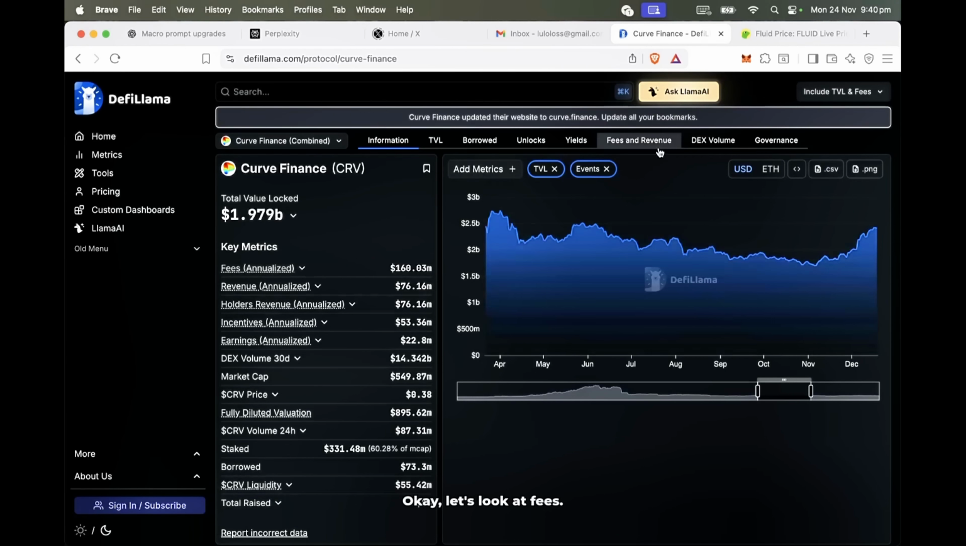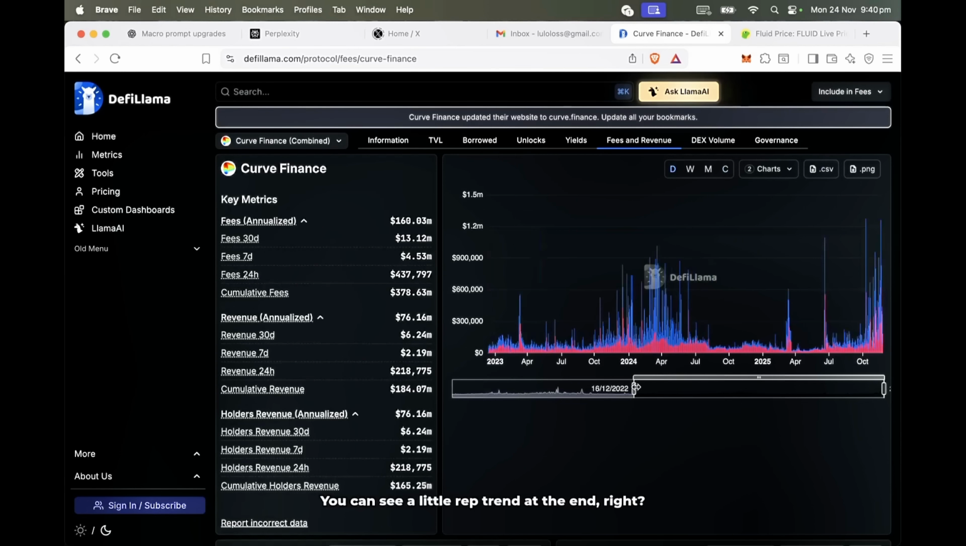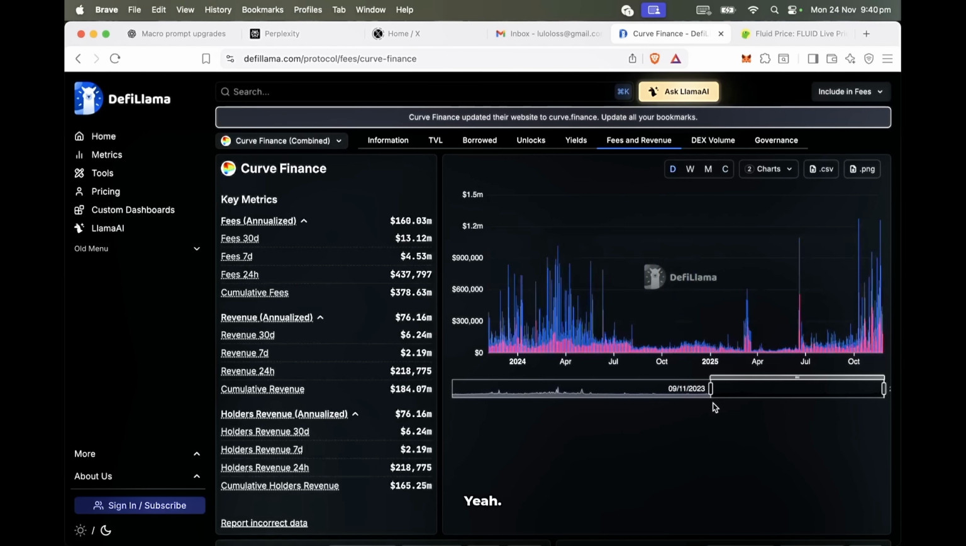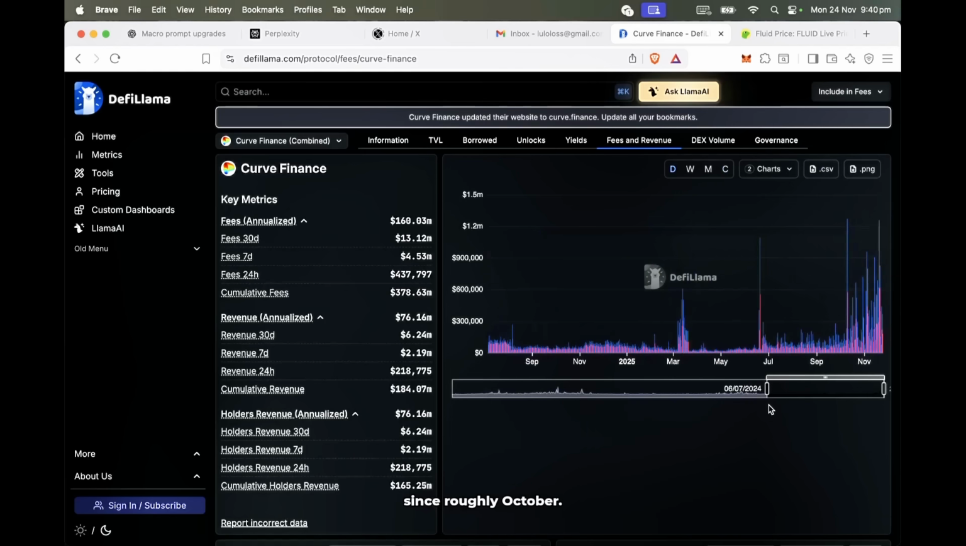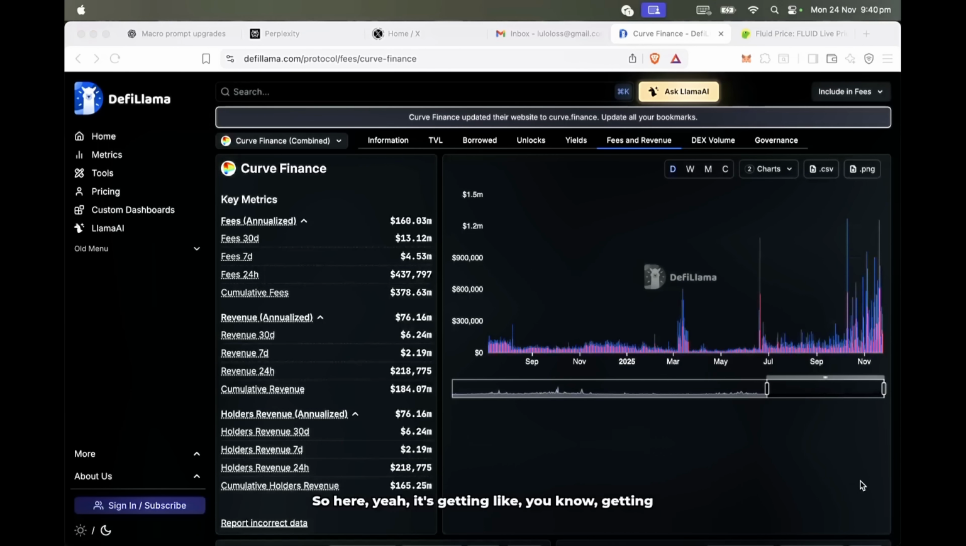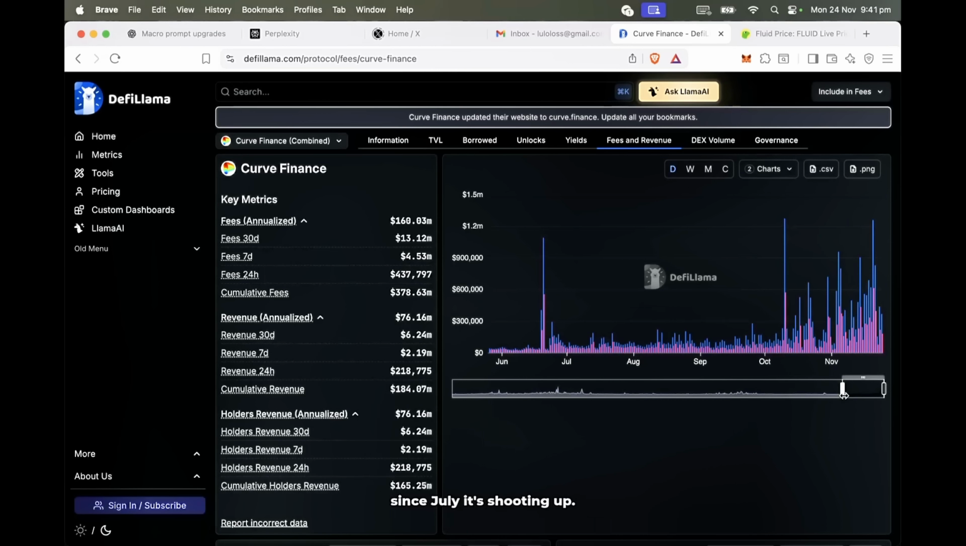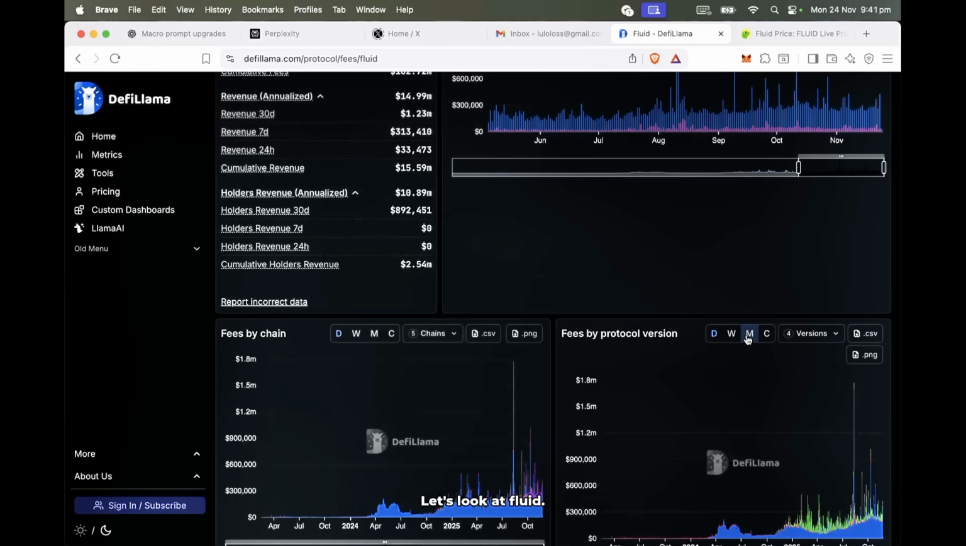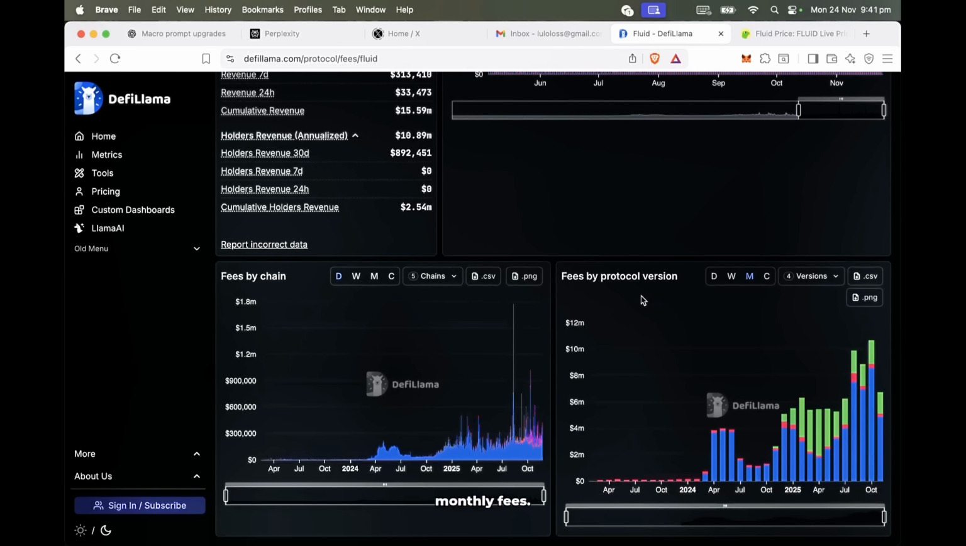Okay, let's look at fees. You can see a little uptrend at the end, right? Yep, since roughly October. So here, yeah, it's getting much bigger. Since July, it's shooting up. Let's look at Fluid monthly fees.